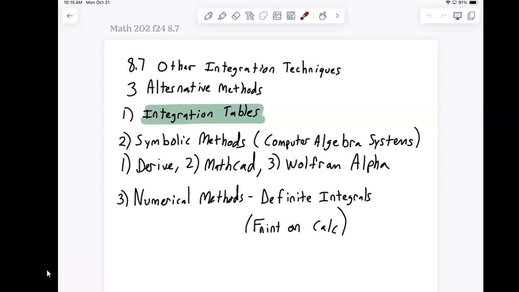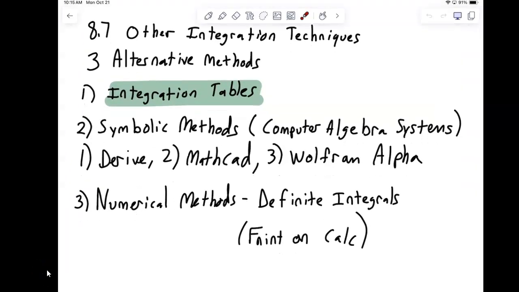All right, welcome back. In this section, we discuss some of the other techniques that are available to compute integrals. Three alternative methods that we can use when we run into integrals, in addition to the methods that we've already talked about. The one that we're mostly going to be focused on, the one we're really only going to focus on in this section, is integration tables, how to use integration tables. We're going to take a look at that in a moment.